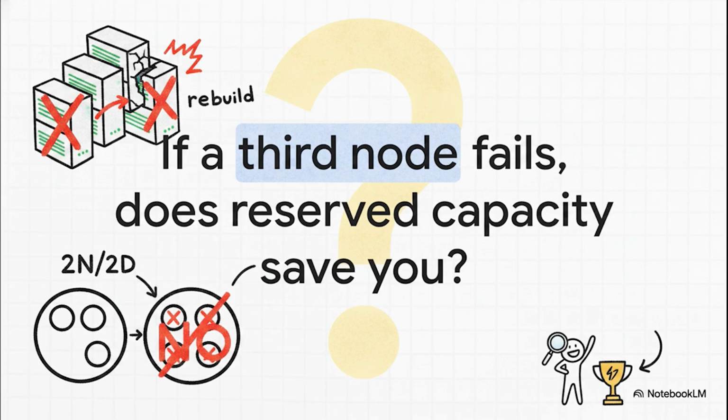2n/2d. So the first node fails, and the rebuild completes successfully. A second concurrent node fails, and the rebuild completes again. Awesome. But what if a third concurrent node fails? Does that reserved capacity save you then? The answer is no. The rebuild process only completes if the fault tolerance dictates it. That third failure breaks the fault tolerance math completely, so the rebuild won't complete.